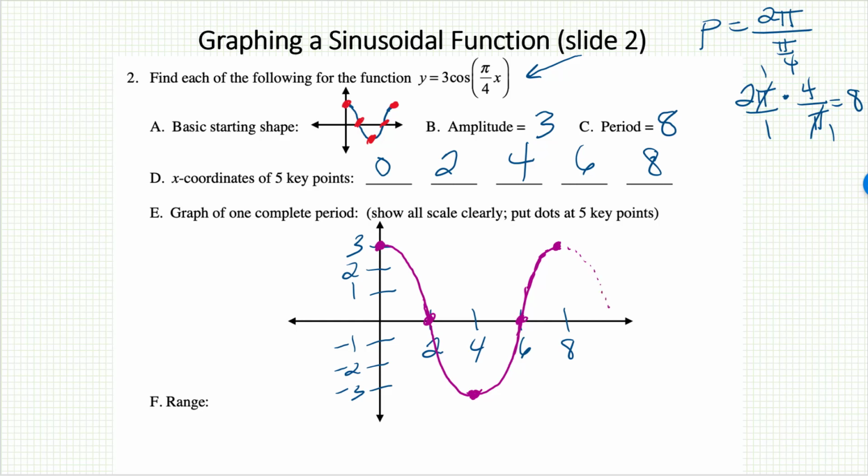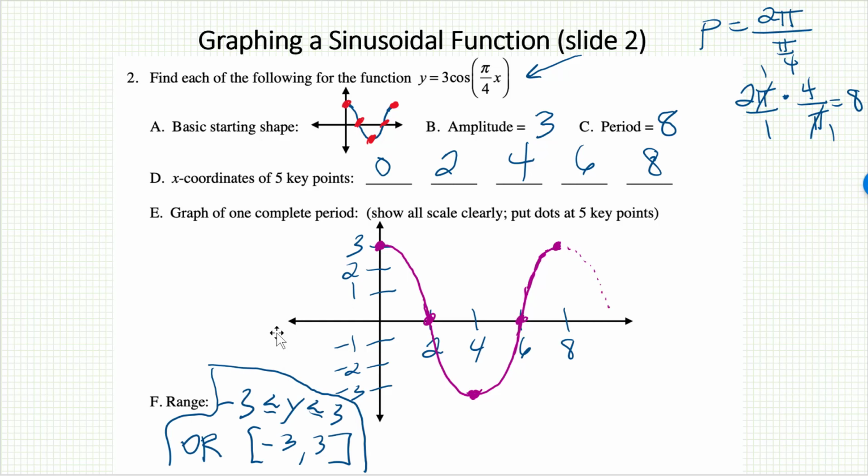And then what about the range? It looks like this time we've got y values going from -3 to +3. And so we can write the range in one of these two ways. When you're doing this kind of graphing by hand, you can always easily check your answers on the graphing calculator.